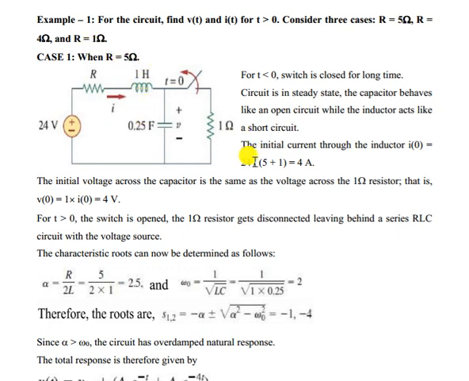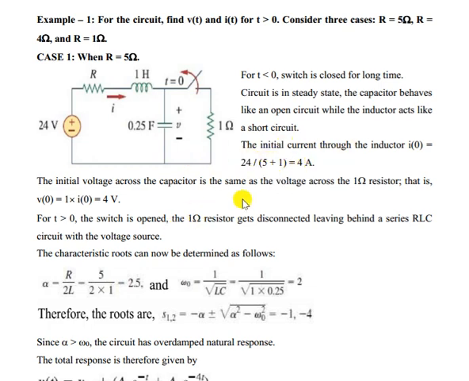So 24 divided by 5 plus 1, that is 4 ampere. Okay. And what is the capacitor voltage? Voltage across the 1 ohm resistor, that is 4 into 1, so 4 volt. Or you can apply the voltage division rule also, that is 24 into 1 divided by 6, that is equal to 4 volt. So from that we got the initial values I0 and V0.